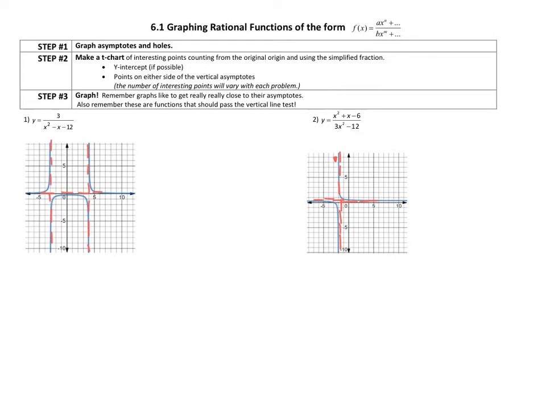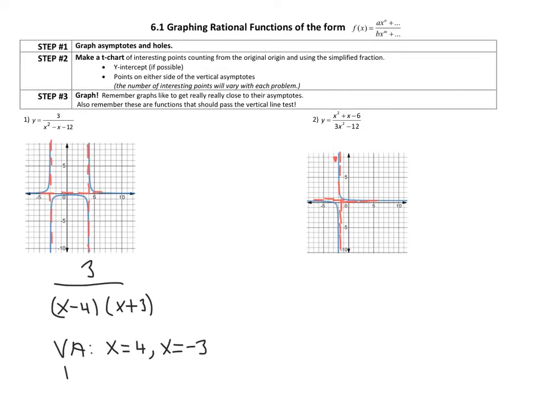So we start by looking at the function and factoring it. So this is 3 over (x minus 4)(x plus 3), and that means there will be a vertical asymptote at x equals 4 and x equals minus 3. And you can see those asymptotes on that graph. And we don't have any hole.